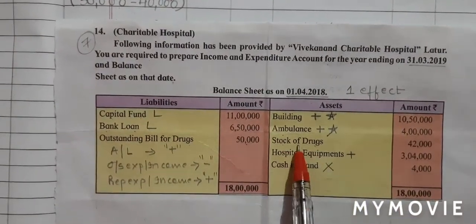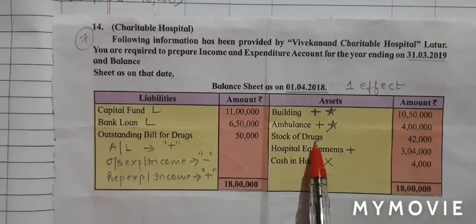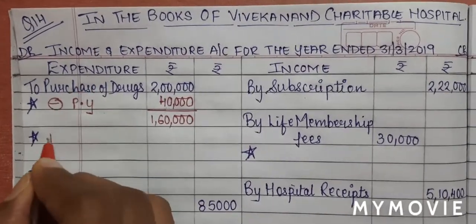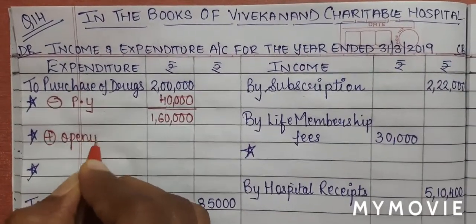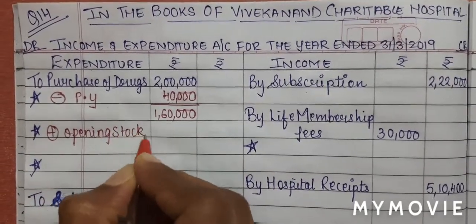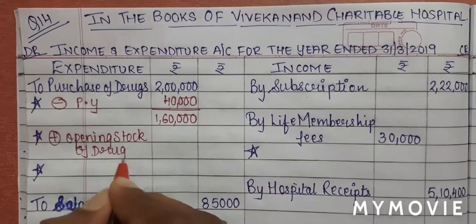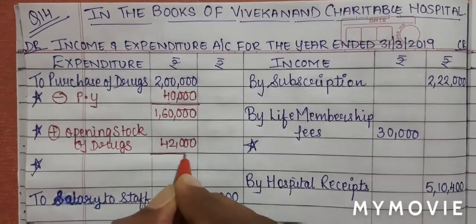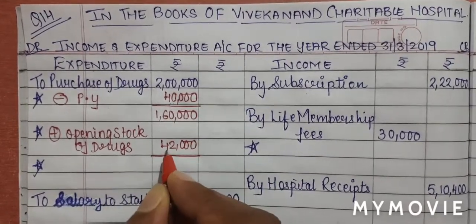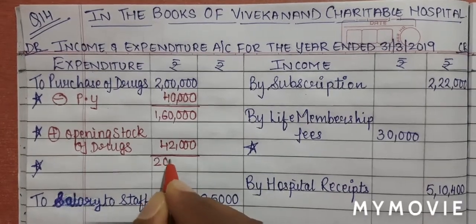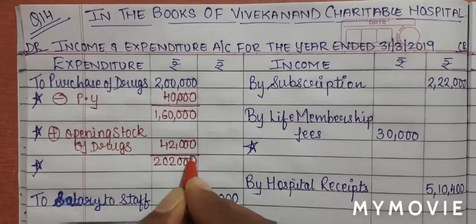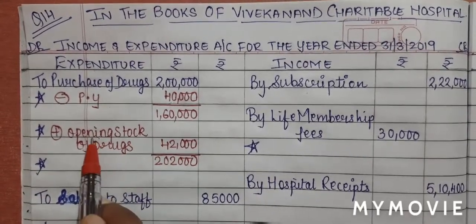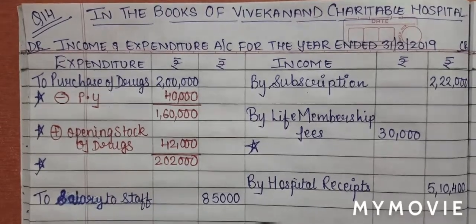This is opening stock of drugs, which I will write on the expenditure side. So on the expenditure side, I will write add opening stock of drugs, which is rupees 42,000. I'll still write it in the inner column. Now I will add it: 1,60,000 plus 42 will give me 2,02,000, still in the inner column because there is another star. And since it's an opening stock of drugs, opening will have only one effect.